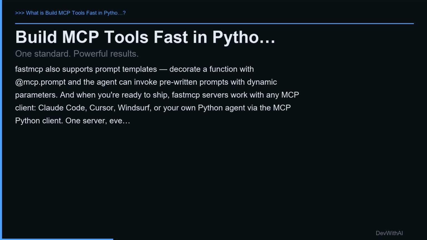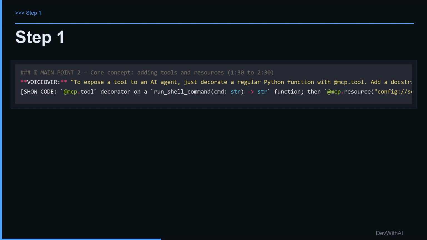To expose a tool to an AI agent, just decorate a regular Python function with @mcp.tool. Add a docstring and type hints. FastMCP reads those automatically and generates the JSON schema the agent needs. No boilerplate. Here, I'm building a tool that runs a shell command and returns its output. The agent sees the name, the description from the docstring, and the typed parameters, all generated for free. You can add as many tools as you like.